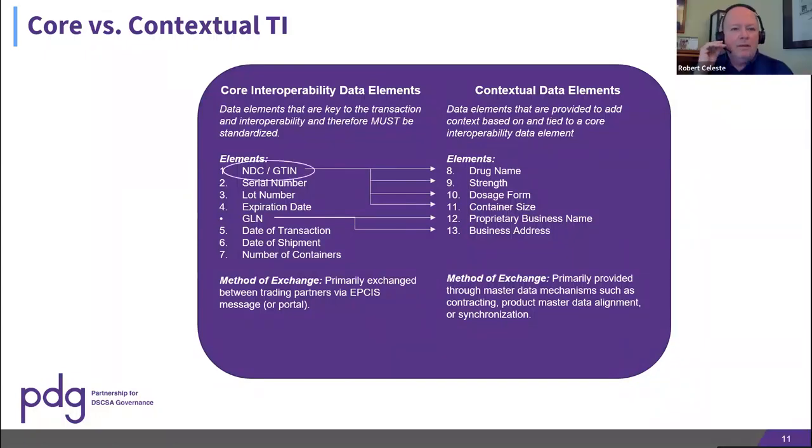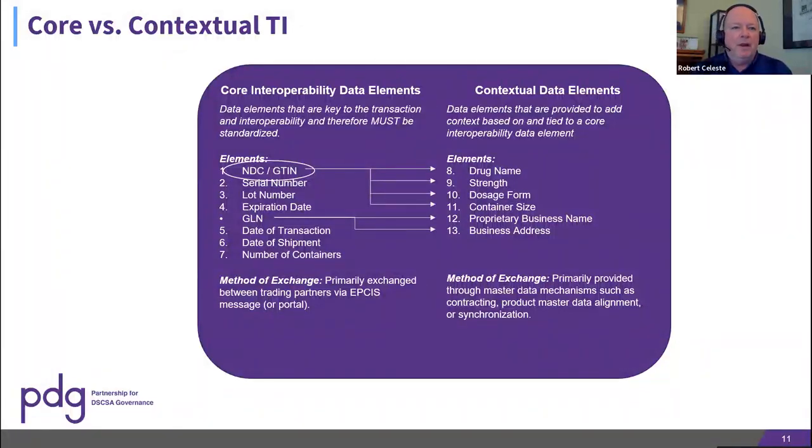Sure. So while the DSCSA calls for those 13 elements, the industry is using GS1 standards and GS1 identifiers for products and locations and also organizations. And so that's why you see the addition here of GTIN for identifying products, and then the ability to look up in your master data those elements that we are considering contextual to that. And likewise for organizations, as product moves from one organization to another, the global location number can be used to look up the business name and business address.